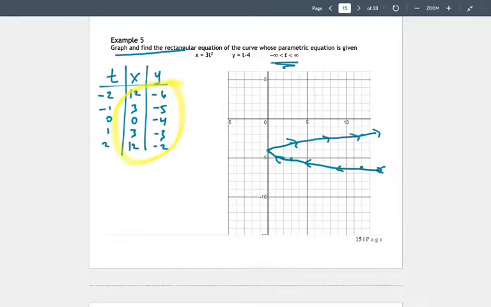All right, so now it also said to find the rectangular equation. So I've got these two equations right here. I'm going to solve the y equation for t. So I'm going to move the 4 over, so I get y plus 4 equals t. And then I'm going to plug that into t right there. So x equals 3 times y plus 4, the quantity squared.